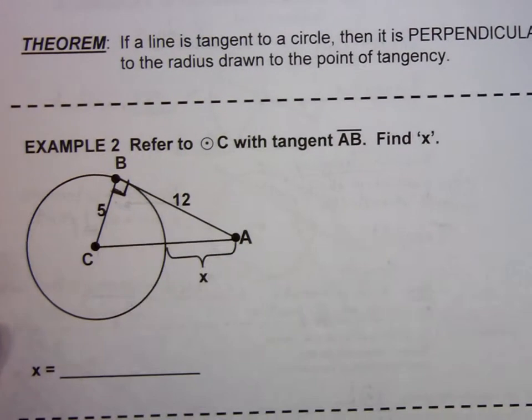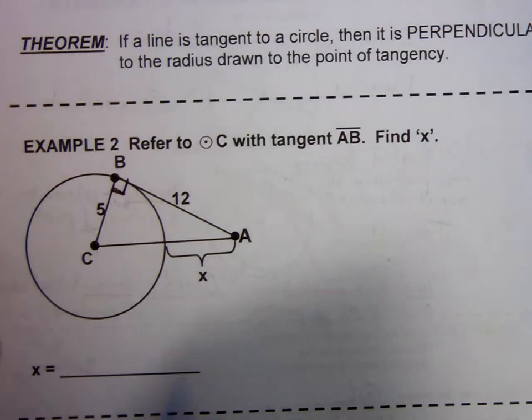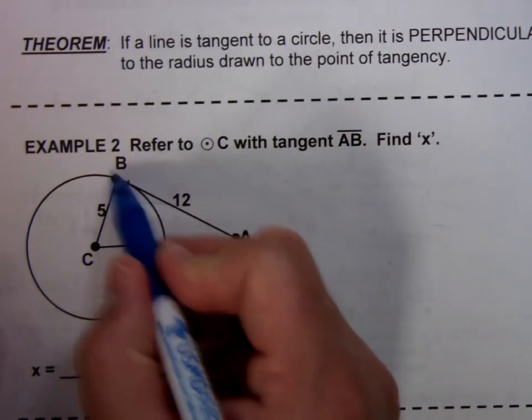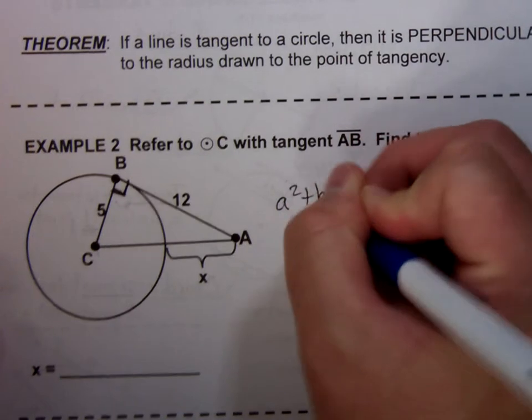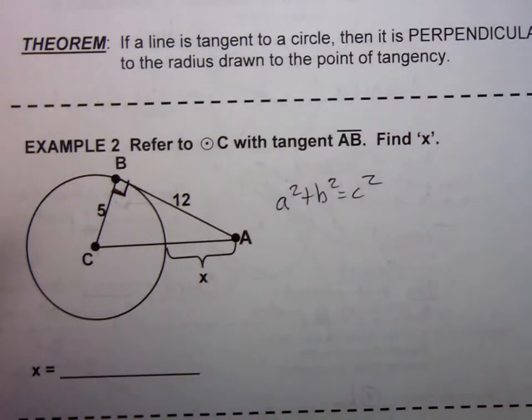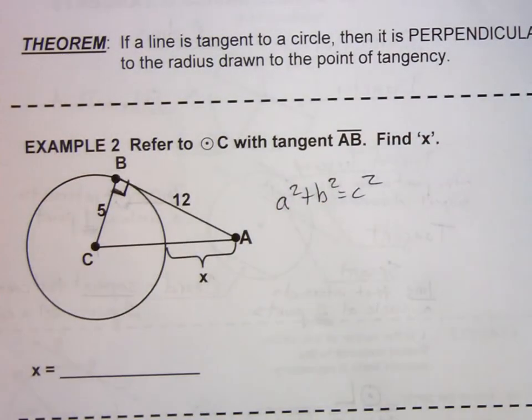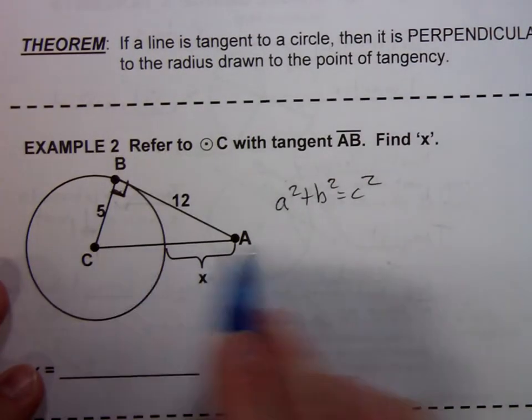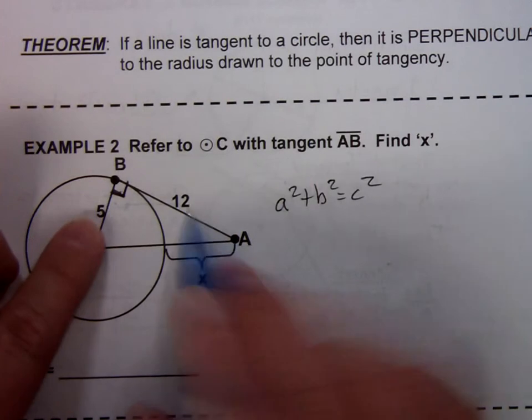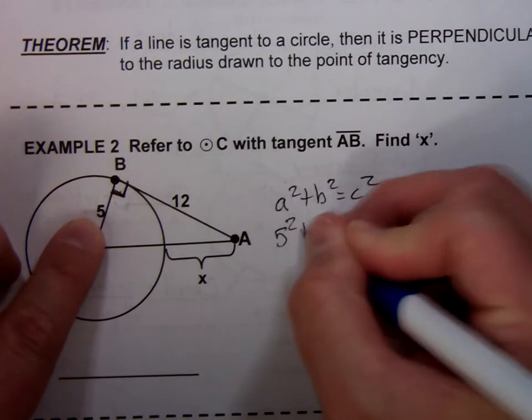We want to find out what x is. Well, on this right triangle, I know what two of the sides are, 5 and 12. So I can set up the Pythagorean theorem to find out what that third side is. And remember, c is the hypotenuse. That's the side opposite the right angle, so that's this side, which we do not know. So these sides are a and b. So 5 and 12 can go in for a and b.